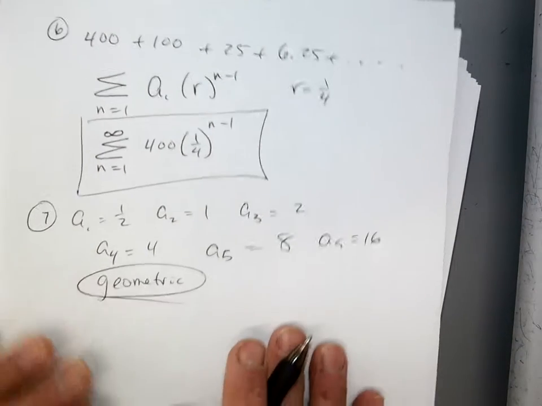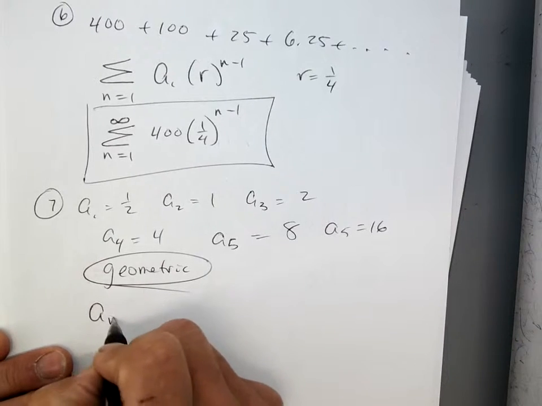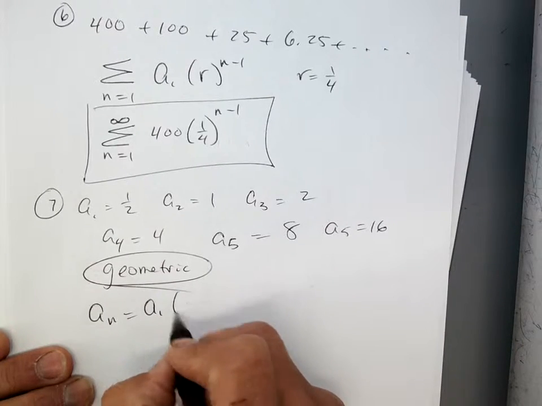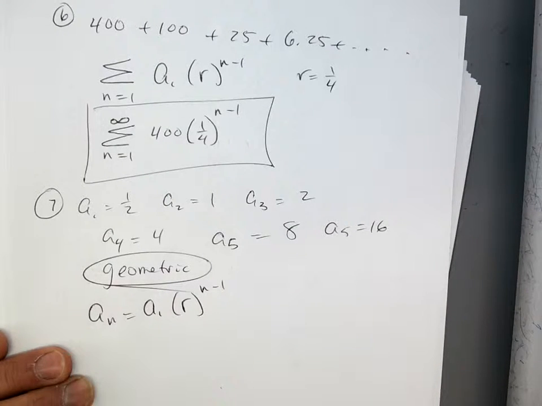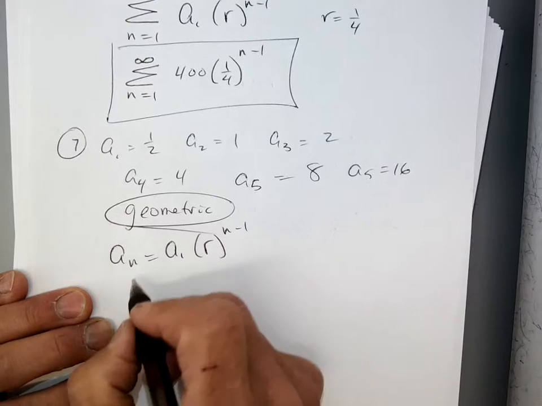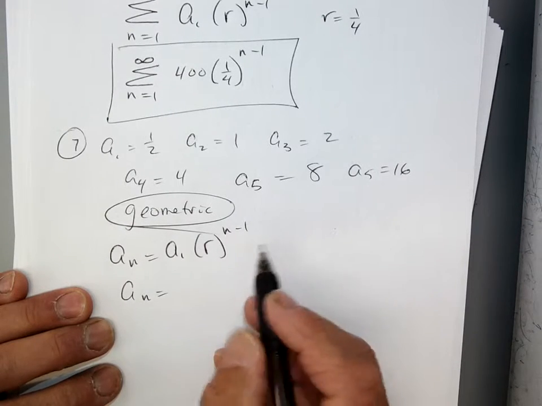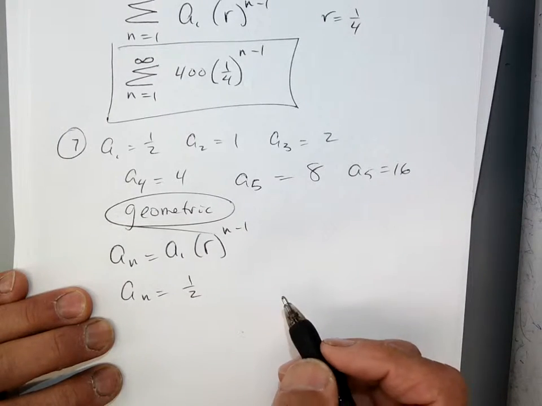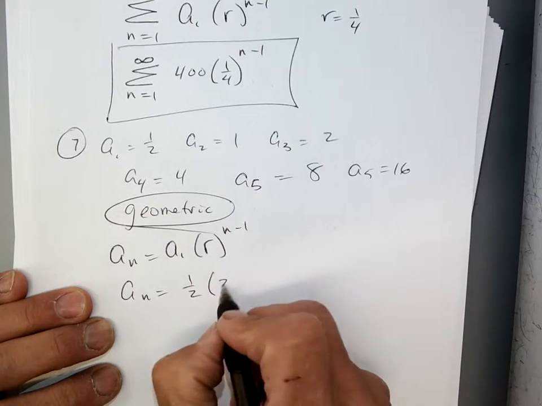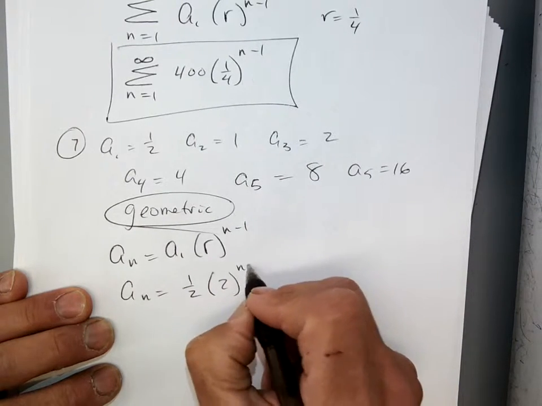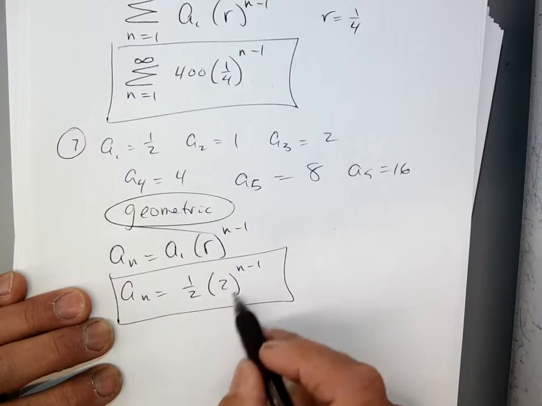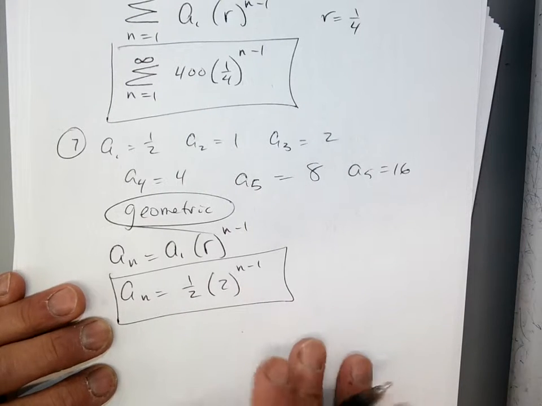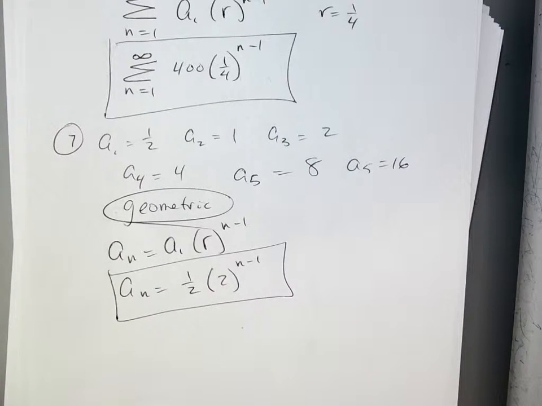And I need a rule. So my rule is A of n equals A1 r to the n minus 1 power, right? Because it's geometric. A of n equals, my first term is 1/2, my r is 2, to the n minus 1 power. Don't multiply those, because you have to take the exponent first. So you gotta leave it alone. Okay? Thumbs up? That's pretty easy, huh?